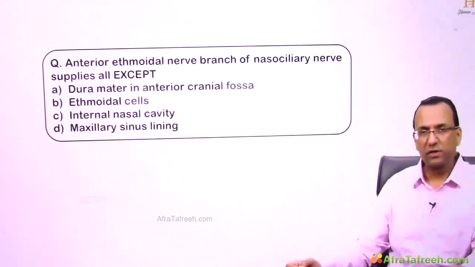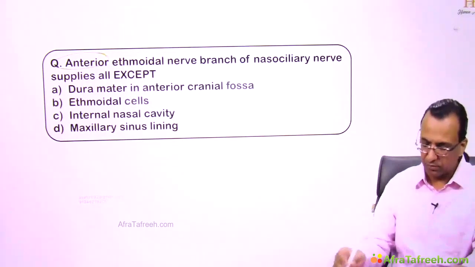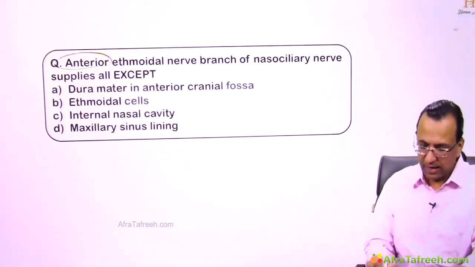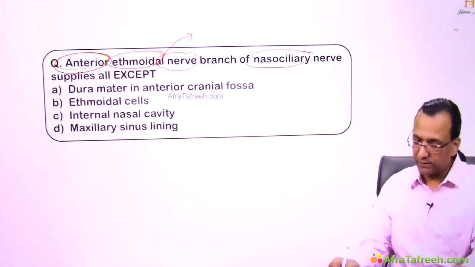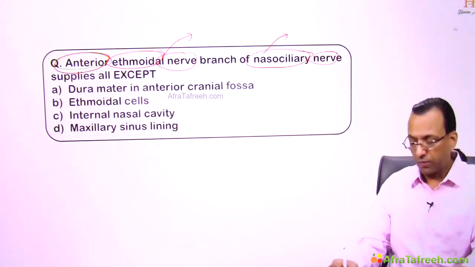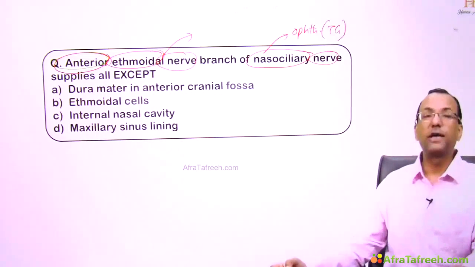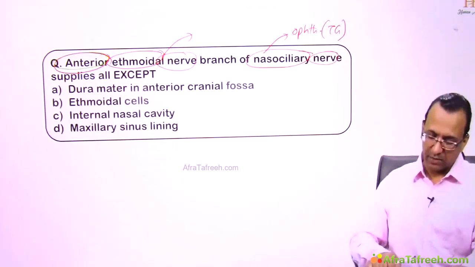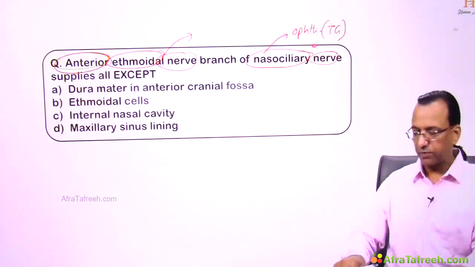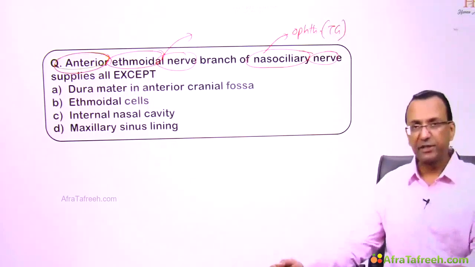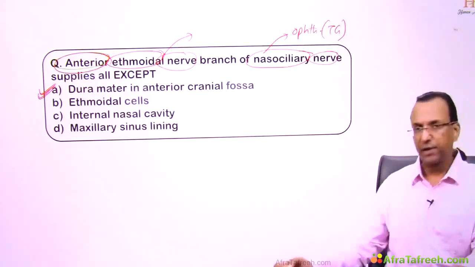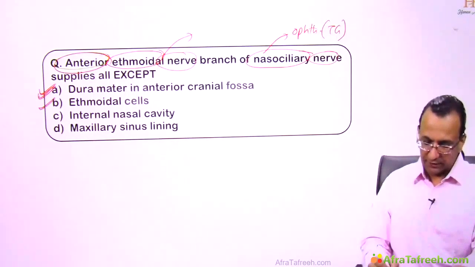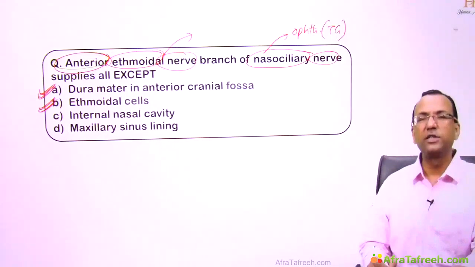But before that, a question has come. Anterior ethmoidal nerve, you know this nerve? The anterior ethmoidal nerve is a branch of the nasociliary nerve, which is a branch of the ophthalmic nerve, which is a branch of the trigeminal nerve. All of these are correct except one. So you're telling the anterior ethmoidal nerve is a branch of the nasociliary nerve, a branch of the ophthalmic nerve, a branch of the trigeminal nerve. Yes. What is it not supplying? I think it is supplying the dura mater at the floor of the anterior fossa. Correct. I think it is supplying the ethmoid air sinus, carrying the pain of ethmoid air sinusitis. Yes.